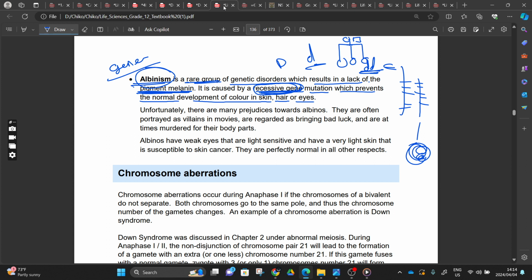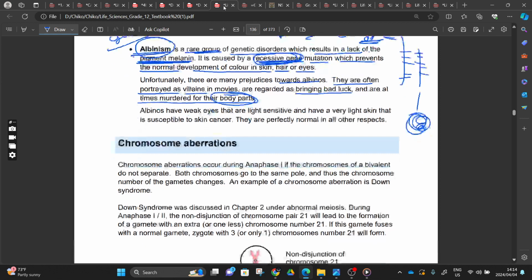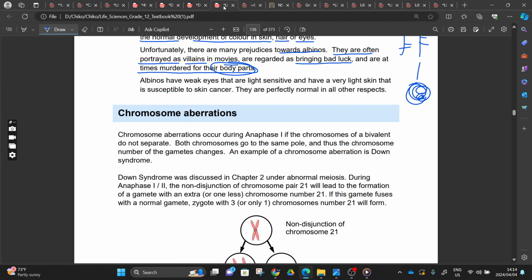Unfortunately, there is much prejudice toward albinos. They are often portrayed as villains in the movies, are regarded as bringing bad luck, and are at times murdered for their body parts. This one we know in Africa. They killed them. They say the albinos don't die, they vanish. They were lying. They were abducting them to kill them. Those people, they die, they are like us. Everything is like us. It's just that their skin, there's a mutation that they cannot produce that pigment. But everything, it's like us.